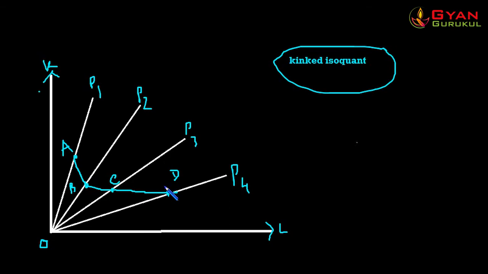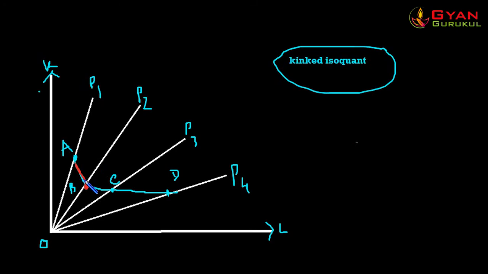Now here the production is possible only at the kinks of the curve. At this particular point, production is possible. Throughout this curve, at any other point, production is not possible. From A to B, production is not possible at any other point. Only when we reach point B, production is possible.